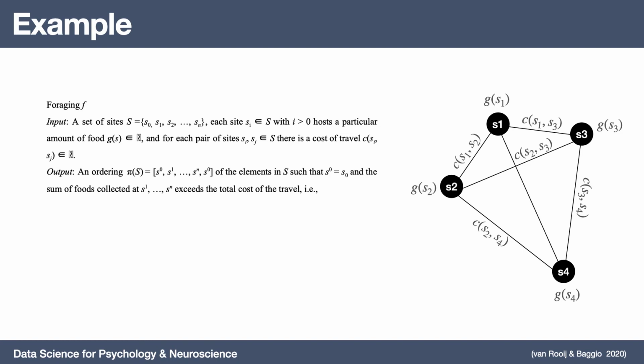The output is an ordering of elements or visits to each site and the amount of food that you collect relative to the amount of energy it takes to collect them.